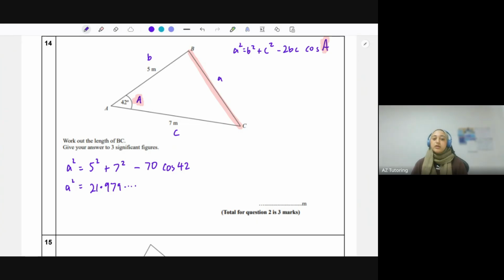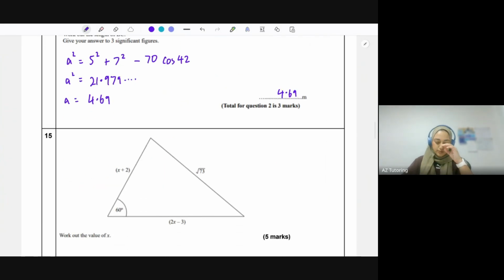That's A squared. I want A. So I have to square root my answer. The opposite of squaring is square root. So square rooting my answer to three significant figures, I get 4.69. And that's my final answer.